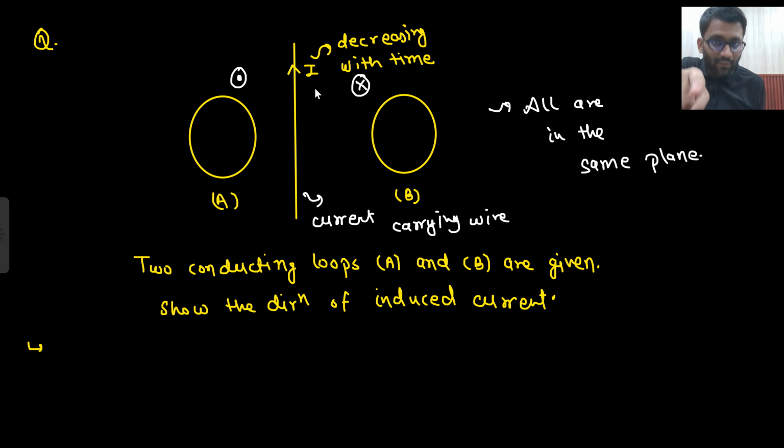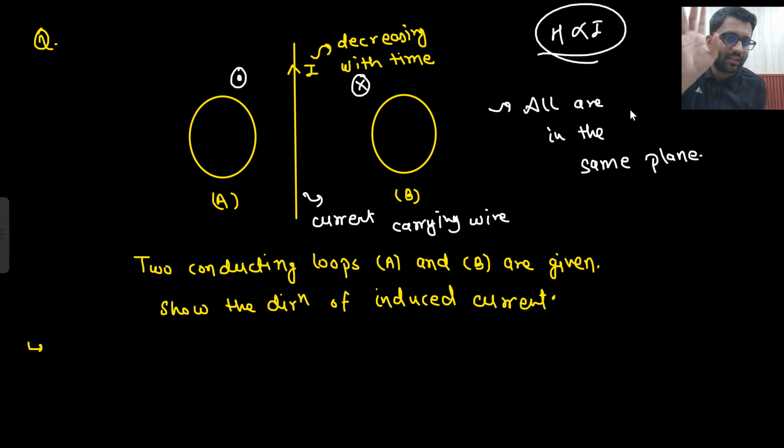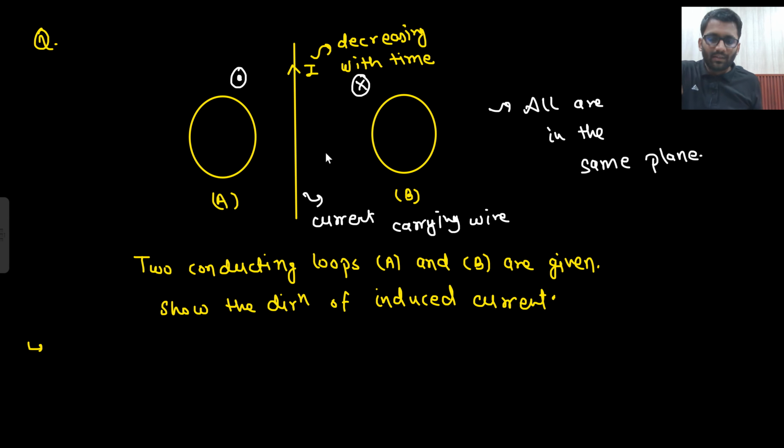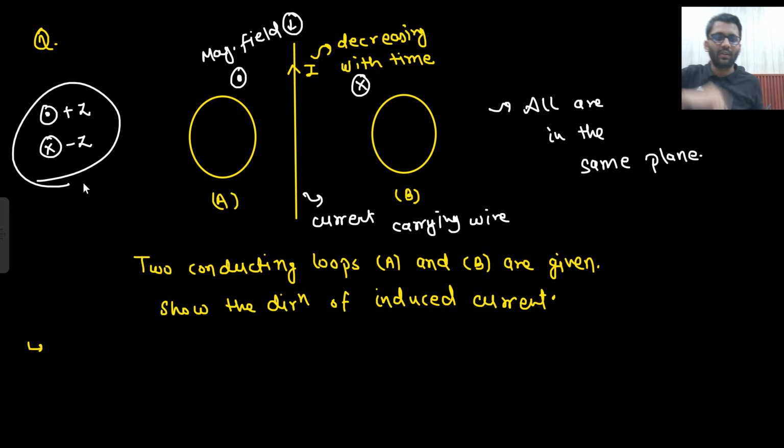Now, if current is decreasing, I hope you remember H is proportional to I, right? H equals to I upon 2 pi r. So same flux will also be proportional to I. So what you can say is that if in this direction current is decreasing, then in this direction magnetic field decreases. I am calling this as positive Z just to explain it, okay? And this I am calling as negative Z.